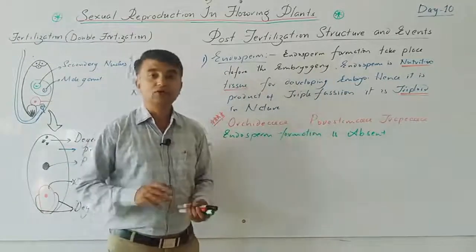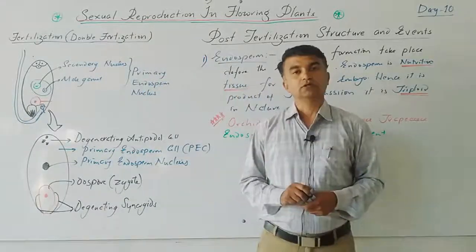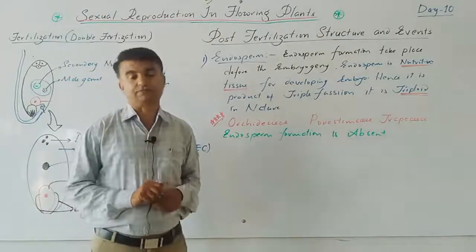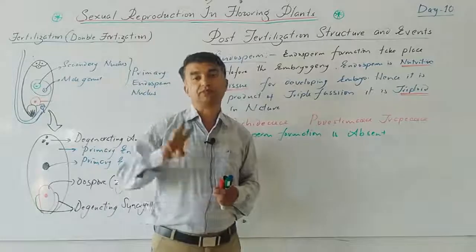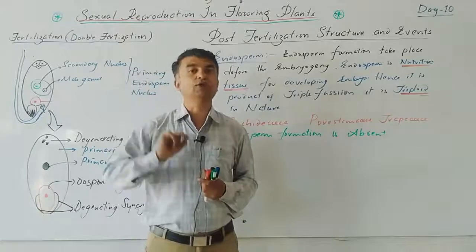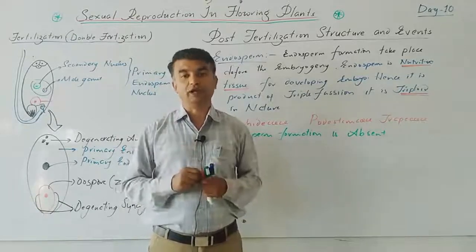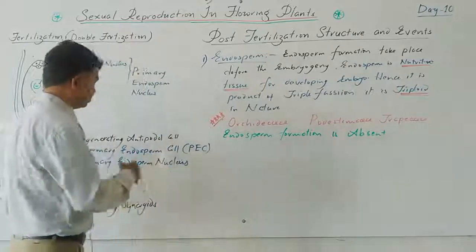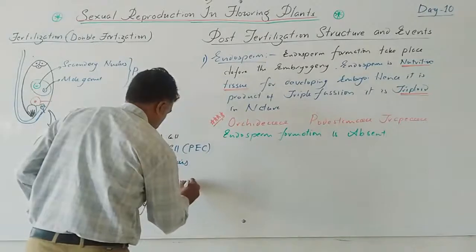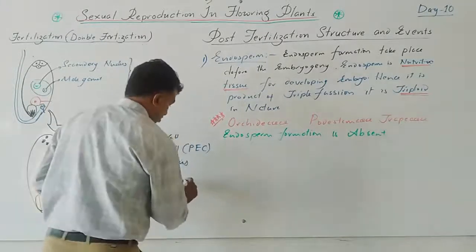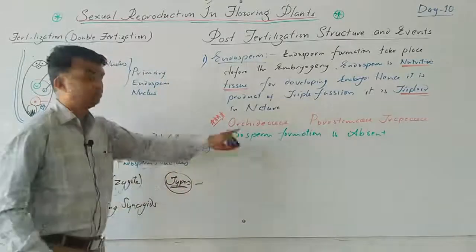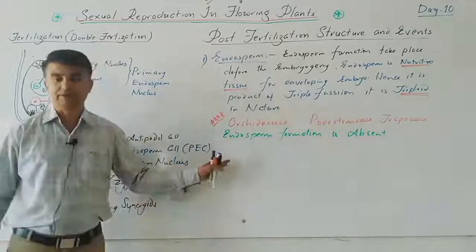Now, based on the pattern of division, endosperm typification is there. Based on the type of division, the endosperms are basically three types: free nuclear endosperm, second is cellular endosperm, third is helobial endosperm. That we are going to cover. Typification means types of endosperm. So this is the brief introduction, but now we are going to cover the types.